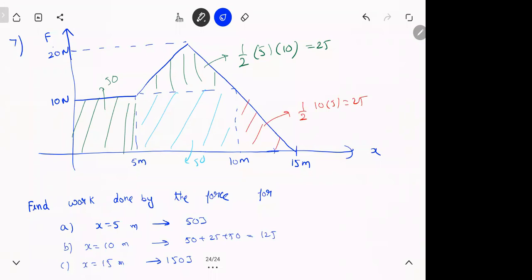Just add up all the areas now for 15. Up to 10, you have to add this triangle and 2 rectangles. Up to 15, add everything. Check it out. It is just calculation of areas, nothing hi-fi there. Turn the page. Let's see one more.